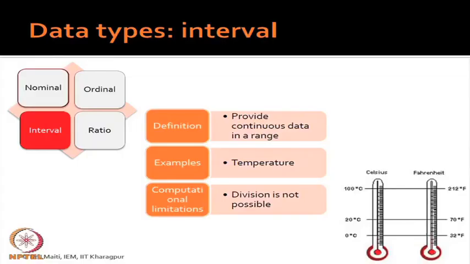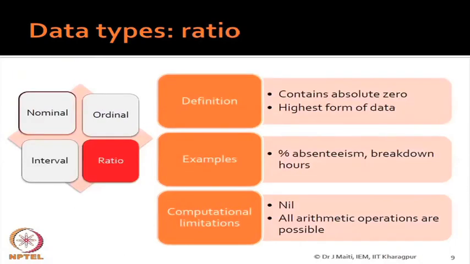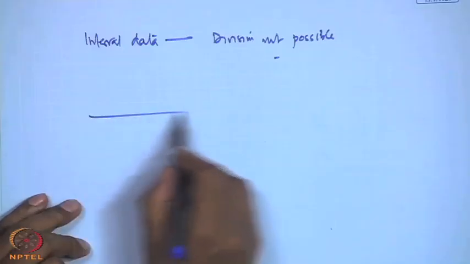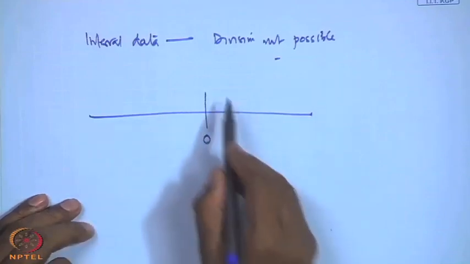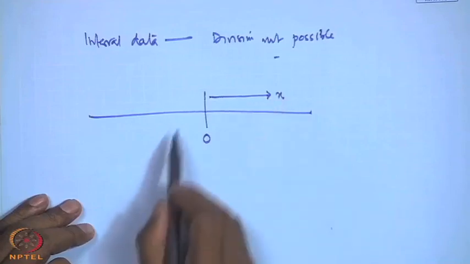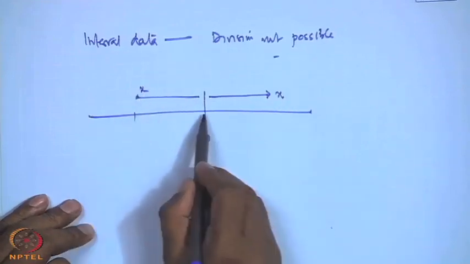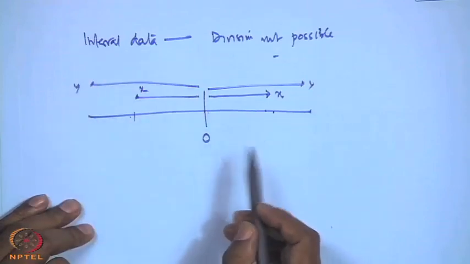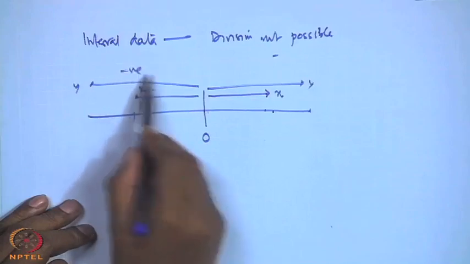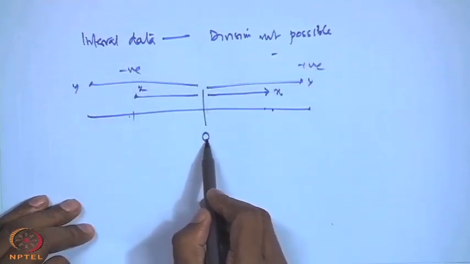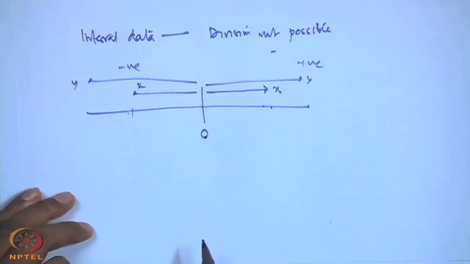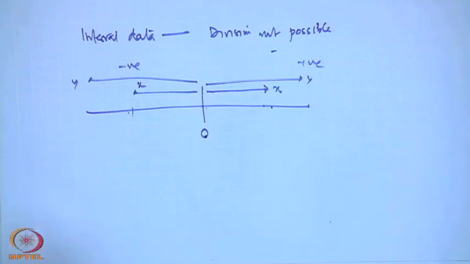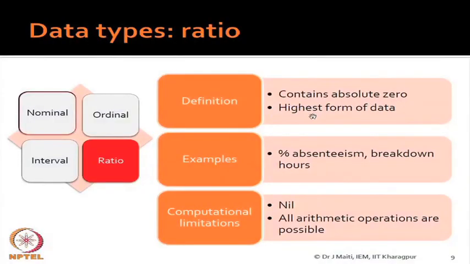Let us go to the next slide, where we are talking about ratio data. Ratio data is something where there is an absolute zero in the scale of measurement. If I move towards the right by x amount and towards the left also by x amount, then this difference is the same. If I go for y also, on this side and that side, it is the same. So that means if you go to the left it is negative, this side it is positive, but there is an absolute zero in between. Okay, so this zero is the reference point, not like the Fahrenheit and centigrade scales, where there are two different reference points. So the definition: it contains absolute zero, the highest form of data.